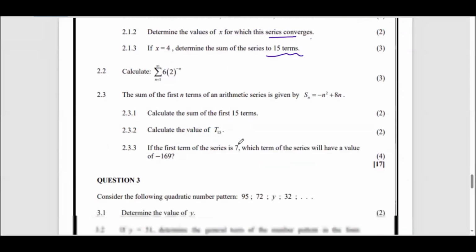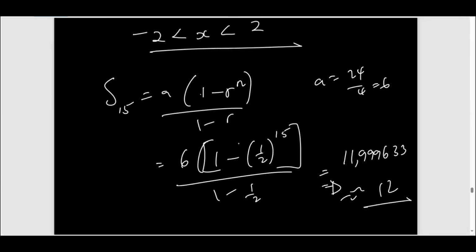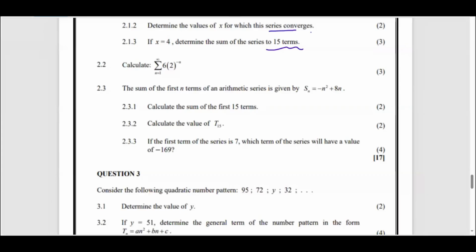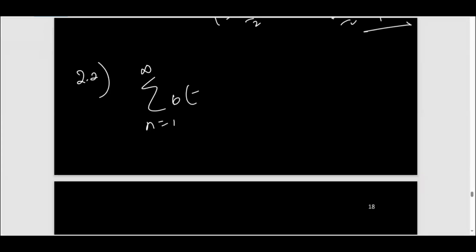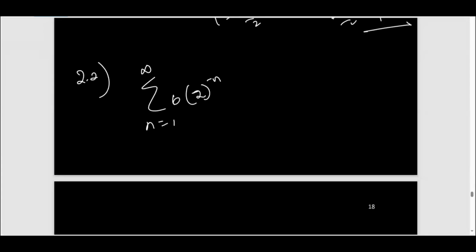And then 2.2. Calculate, okay, sigma notation, n equals 1 up to infinity of this. Let me jot it aside because this question is interesting. Say n is equal to 1 up to infinity, then we have 6 into 2 to the negative n. Is that correct? Perfect. So they want the sum to infinity, but we need to determine our a and our r. These are the key variables that we need.